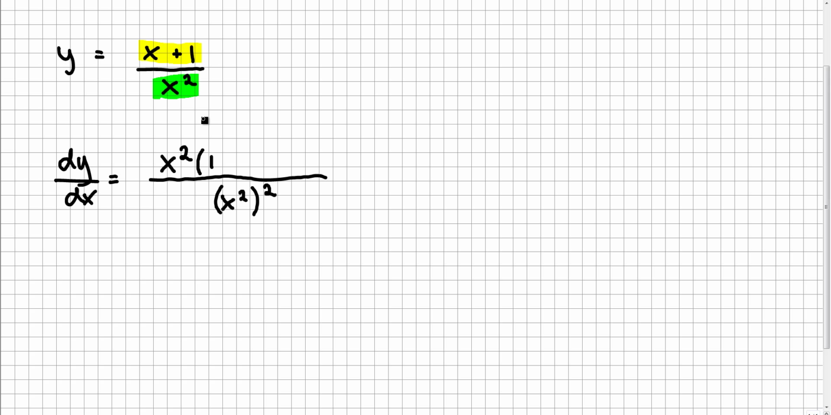1, because the derivative of x is 1, the derivative of plus 1 is 0, so the derivative is going to be 1. Then minus, then I'm just going to write out this function x plus 1 times the derivative of this function, which is 2x. Let's see if we can simplify this a little bit.